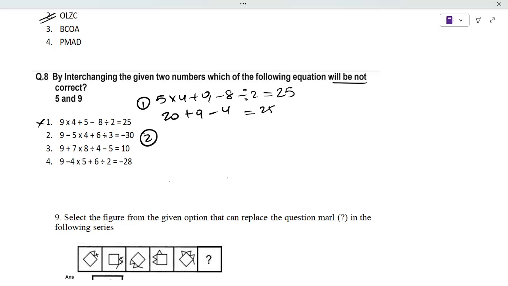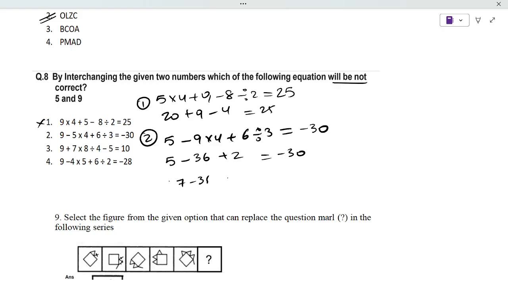Let's try for the 2. So we have 5 here minus 9 into 4 plus 6 divided by 3. This should not be equal to minus 30, right? Only then that will be the answer. So 5 here minus 9 4s are 36 plus 6 divided by 3 is 2. So we're getting 7 minus 36. Yes, that's the answer. Because here we're getting minus 29, which is not equal to minus 30. So that's the answer.